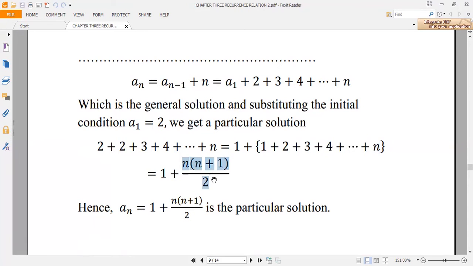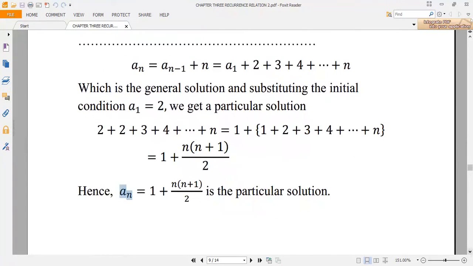this term, as you have learned in basic mathematics of freshman course. This term is equal to this value. So the an term is the particular solution for this recurrence relation. An is given by 1 plus n times n plus 1 over 2 is the particular solution for the recurrence relation. So in the next section, we will see the solution of second order homogeneous linear recurrence relations.